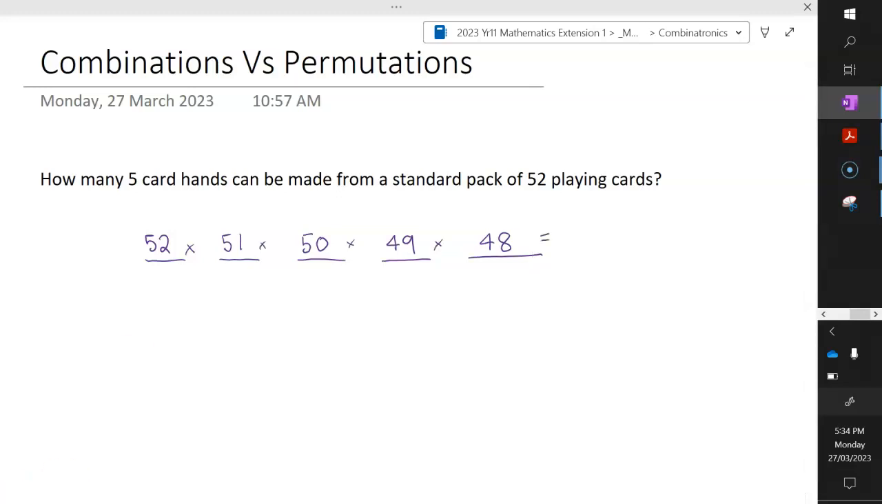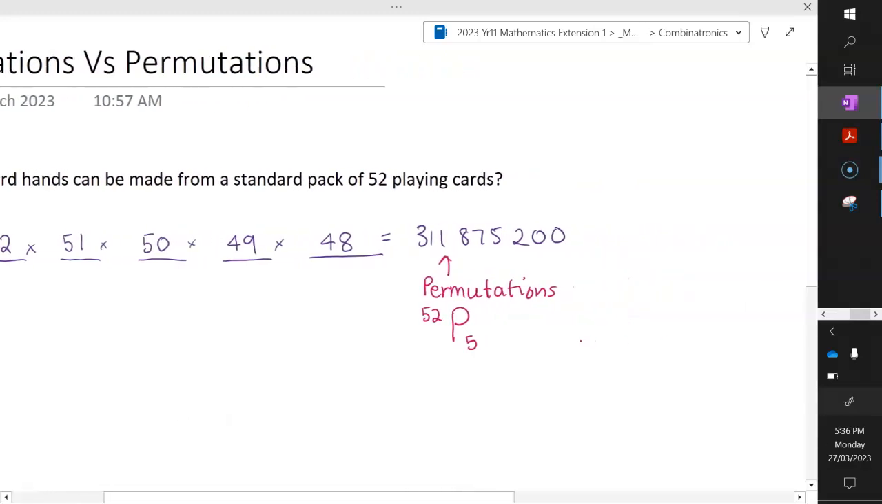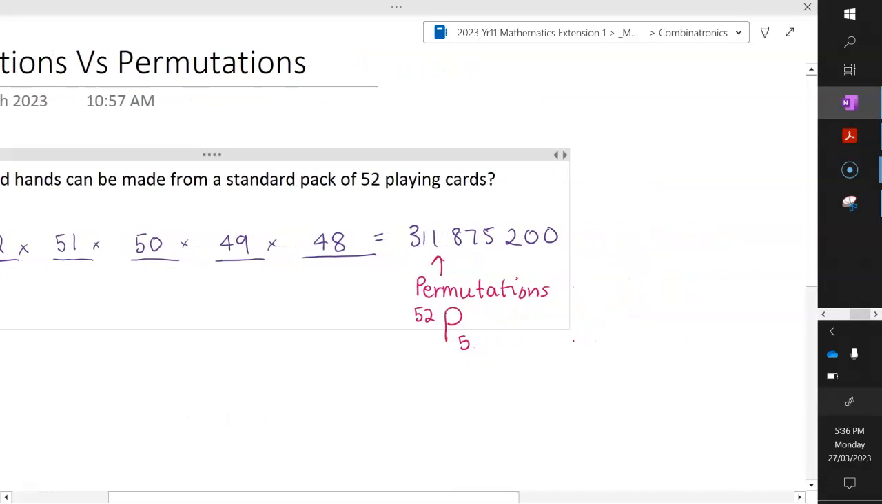And we would end up with 311,875,200 different permutations. So this was our number of permutations. Now, remembering back to our formula for that, we could have found this using our permutation formula or button on our calculator, and that would become 52P5. We were choosing 5 different things from 52 in total, where we were looking at all of the different orders that were within that.